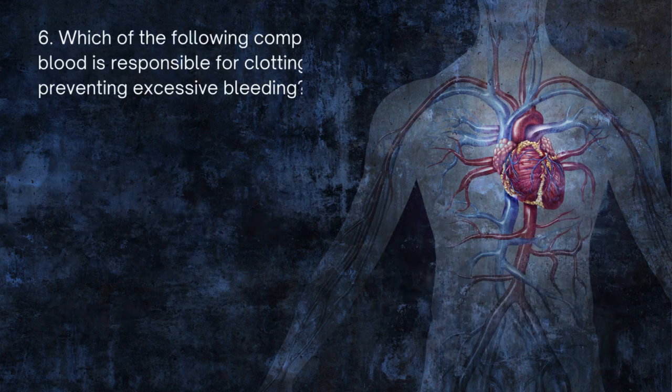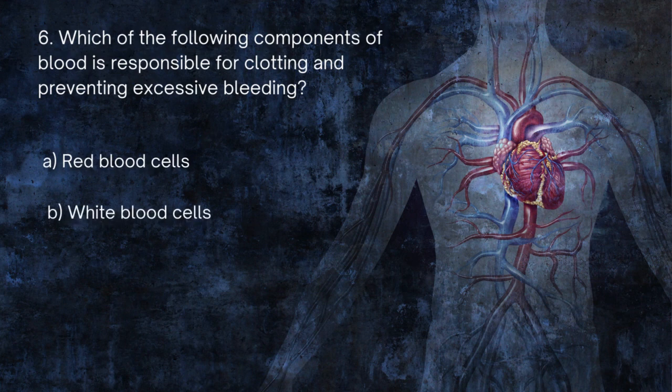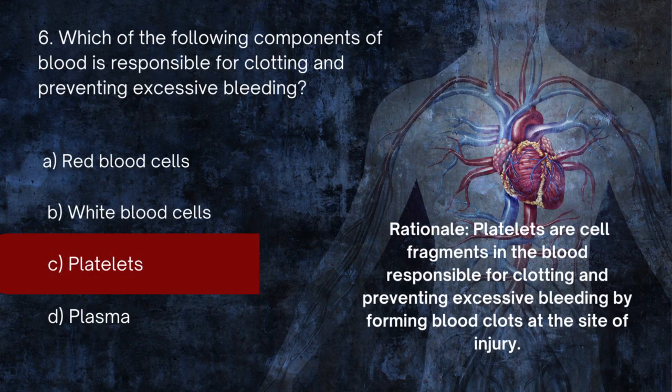6. Which of the following components of blood is responsible for clotting and preventing excessive bleeding? A. Red blood cells. B. White blood cells. C. Platelets. D. Plasma. Rationale: platelets are cell fragments in the blood responsible for clotting and preventing excessive bleeding by forming blood clots at the site of injury.